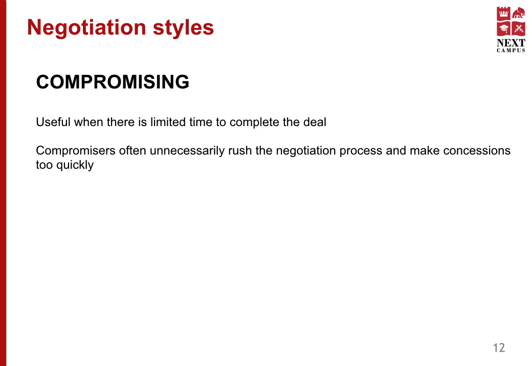Compromising. The compromising style of negotiations is practiced by those individuals who are eager to close the deal by doing what is fair and equal for all parties involved in the negotiation. Compromises can be useful when there is limited time to complete the deal. However, on the other hand, compromises often unnecessarily rush the negotiation process and make concessions too quickly.